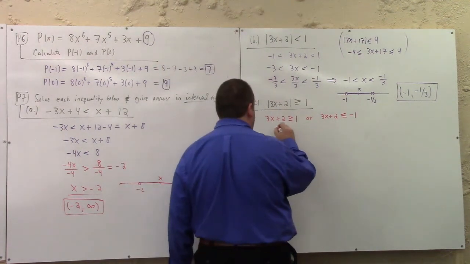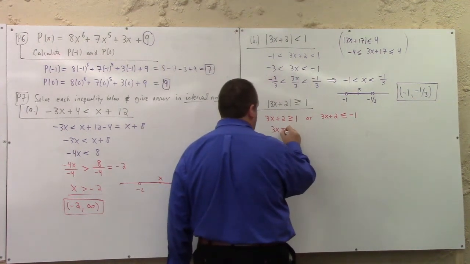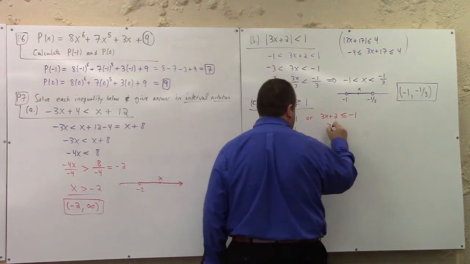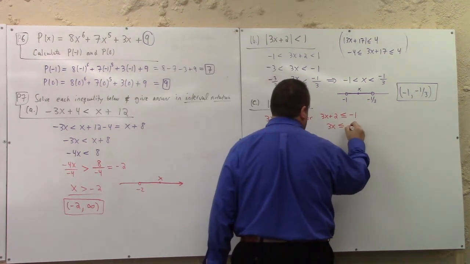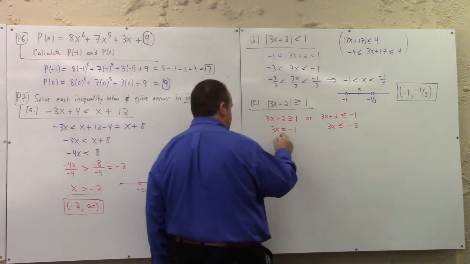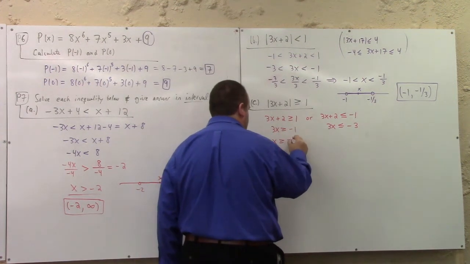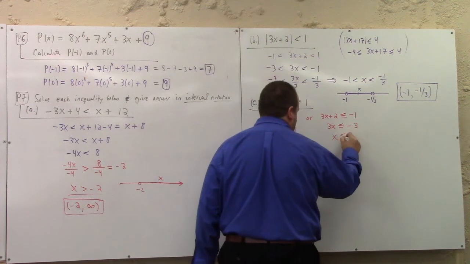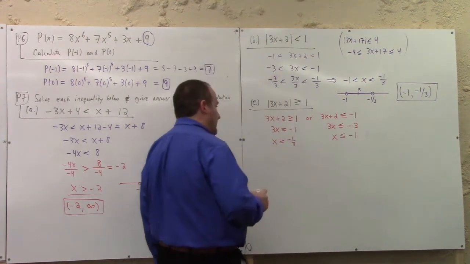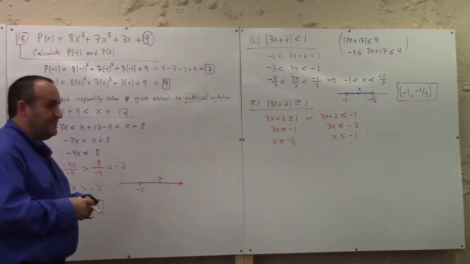So the first one gives me 3x greater than or equal to -1. The second one gives me 3x less than or equal to -3. Divide by 3, I get x greater than or equal to -1/3, or x less than or equal to -1, dividing by 3 in both cases.